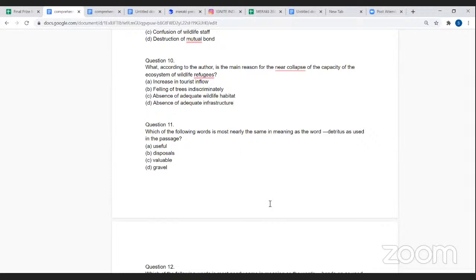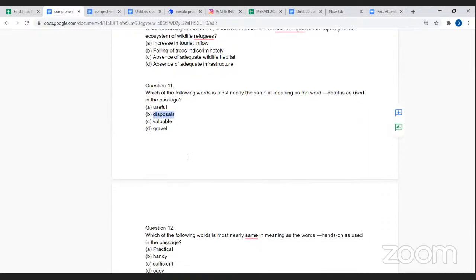Then you have which of the following words is most nearly the same in the meaning to the word detriment? B. Detritus. Disposals. Option B. Option D is gravels, right? But I think disposals also is correct. Disposals, yeah, because examples of disposals are given. Yes, ma'am, gravel is an example. So you should go with option B, which is disposals.